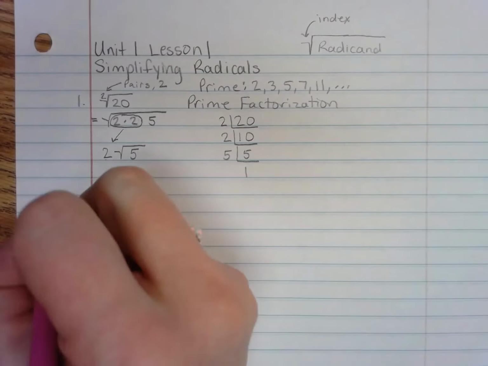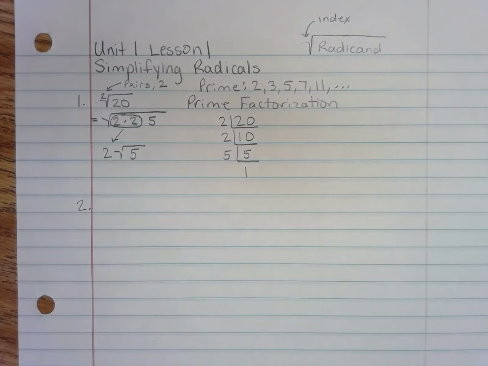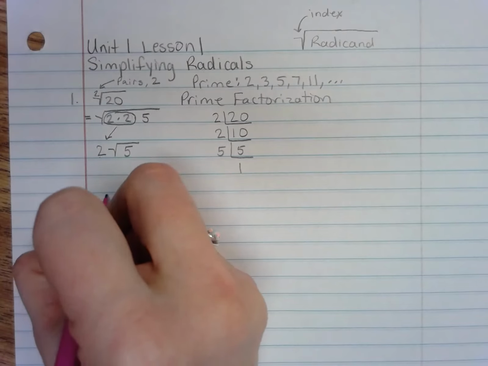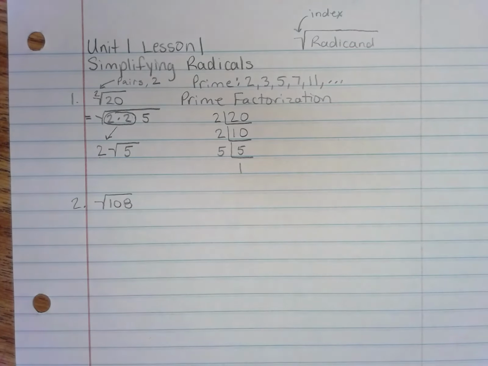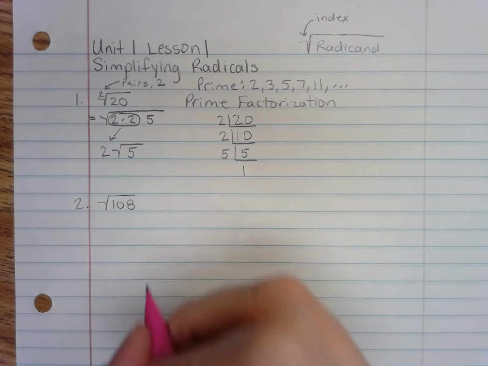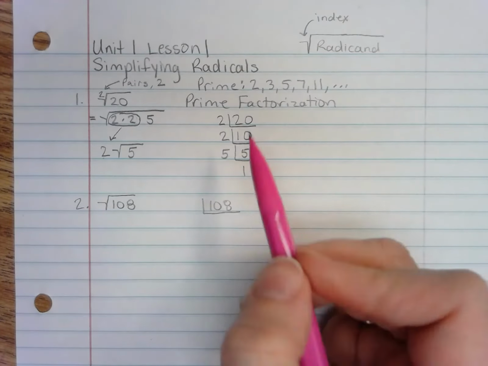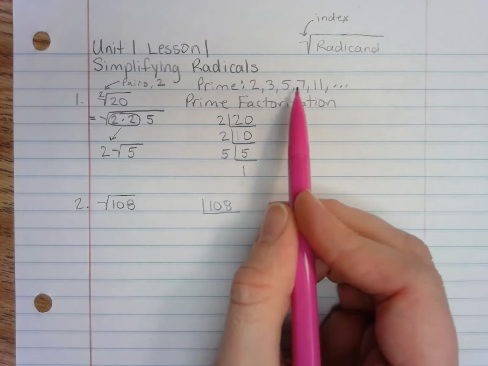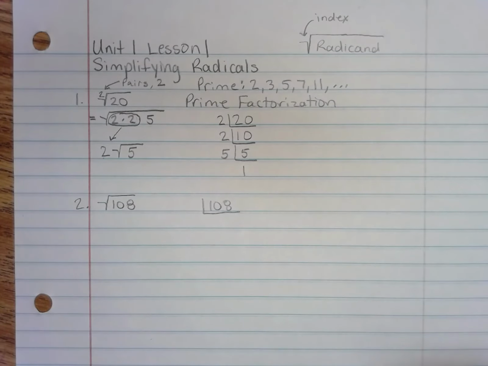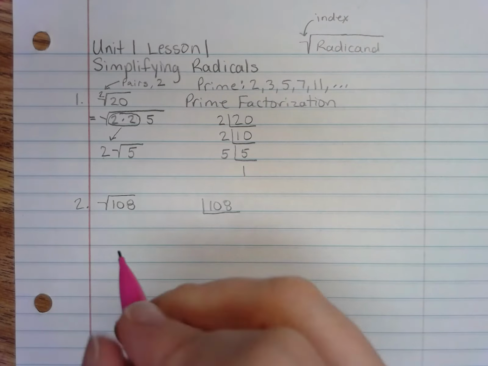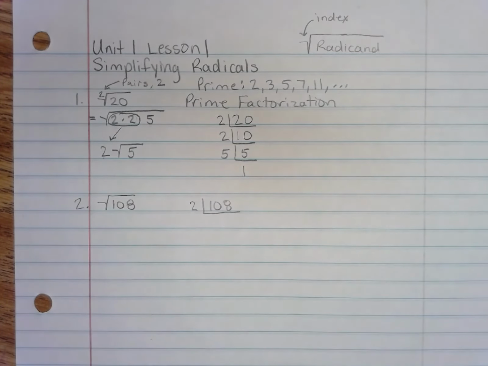Let's look at another example, number 2. Here we have the square root of 108. So again, start with your prime factorization. Choose a prime number. As long as any of these prime numbers will divide into 108, you can start with that value. I typically start with the smallest, but 3 will also go into 108. But I'm going to pick 2 because I prefer starting with the smallest prime number.